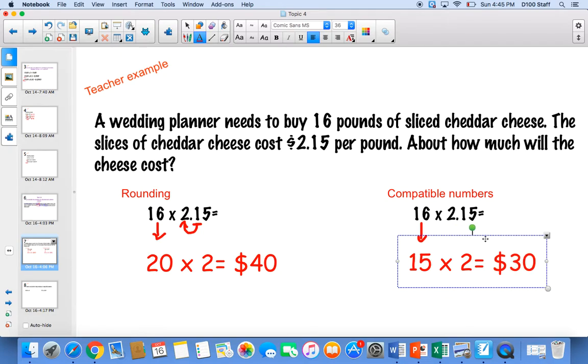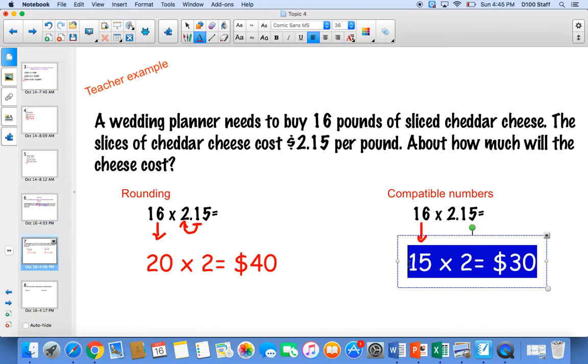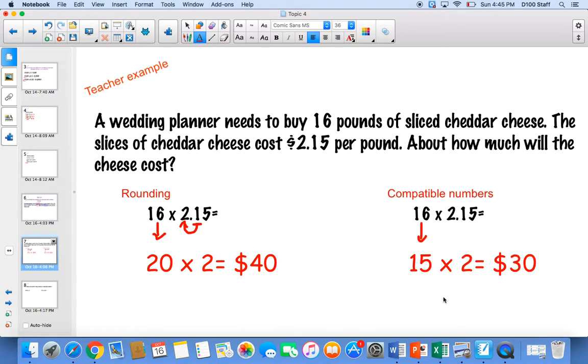Right? The one thing about using compatible numbers in this case is that this is absolutely an underestimate. I went smaller than my original number for both 16 and $2.15. So if I were to tell this wedding planner that she needs about $30, she's definitely going to be short when she goes to the store. So be careful when you're solving word problems. Be careful with underestimates because you want to make sure that when you're dealing with money that you have enough money to actually make the purchase.